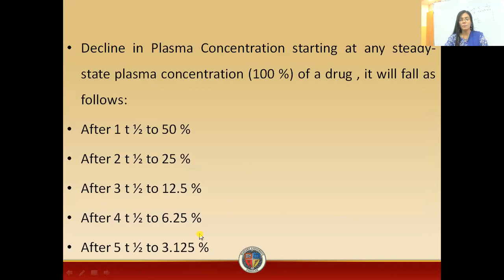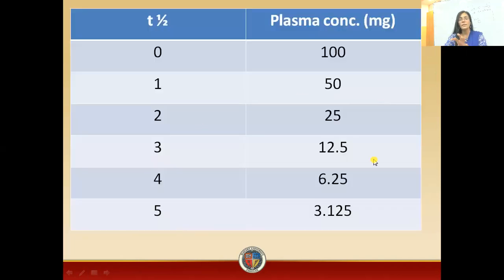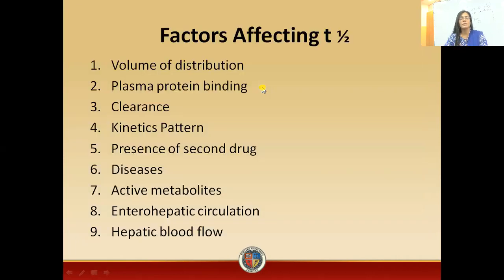Similarly, as in the previous slides, in each step you are getting 50% of the drug to be metabolized. Now, what are the factors that may affect the plasma half-life of a drug? There are certain factors like volume of distribution, plasma protein binding, drug clearance, kinetic parameters, presence of a second drug, disease conditions, active metabolites, enterohepatic circulation, and hepatic blood flow.